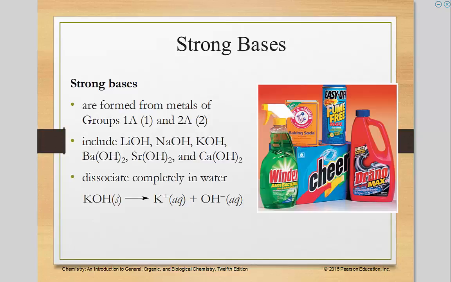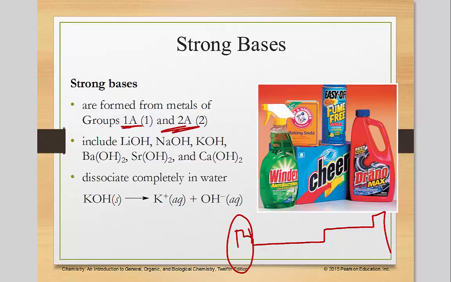Finally, strong bases, how do you know them? If you look at the periodic table, the first 2 rows, groups 1A and 2A, that is where your strong bases are going to come from. They're going to be OHs of those. So lithium hydroxide, sodium hydroxide, potassium hydroxide, calcium hydroxide, those are considered strong bases because they break up when they're in water and they can neutralize that acid.